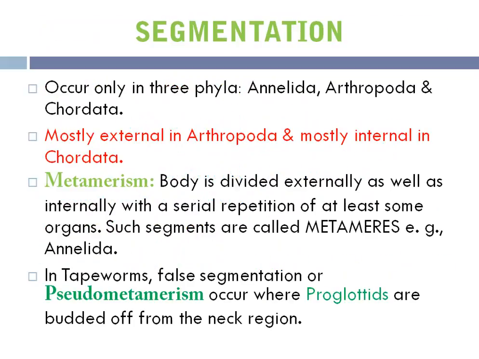Next is segmentation. It occurs only in three phyla of animal kingdom, that is in annelida, in arthropoda and in chordata. Segmentation is mostly external in arthropoda and mostly internal in chordata. Metamerism. Body is divided externally as well as internally with a serial repetition of at least some organs. Such segments are also called metameres.